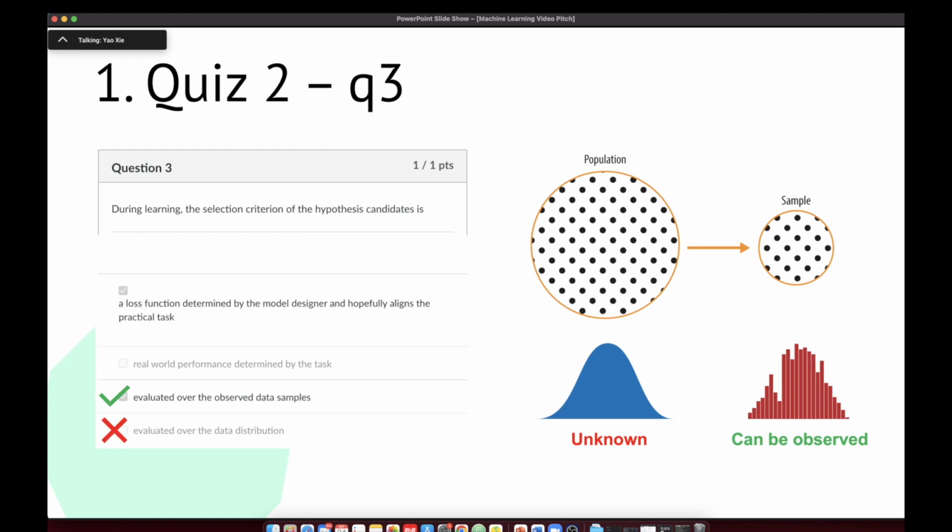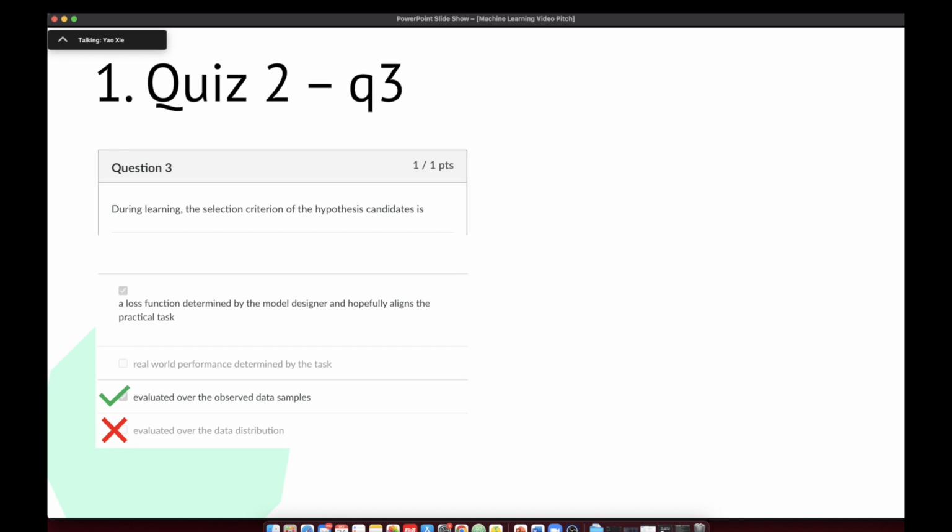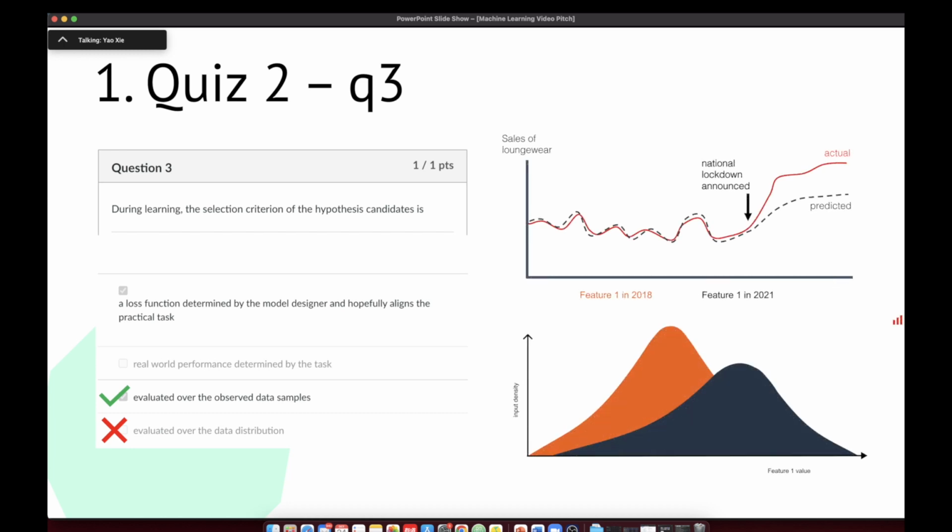Moreover, in order to evaluate how well each hypothesis does and find the best one that best describes the target y, the selection criterion cannot be the real-world performance determined by the task. This is because it is unstable and unreliable. In a real-world environment, things happen in an unplanned and unpredictable way. A candidate hypothesis can sometimes work very well for one certain group of instances, but sometimes not due to so many unstable factors, such as data distribution drift. Therefore, option 2 is wrong.